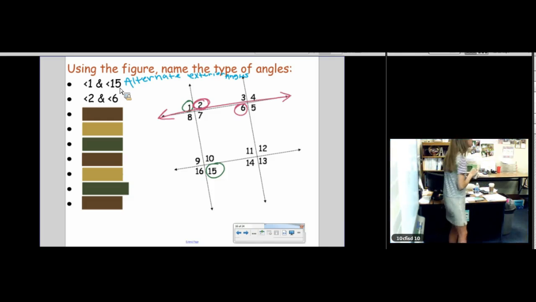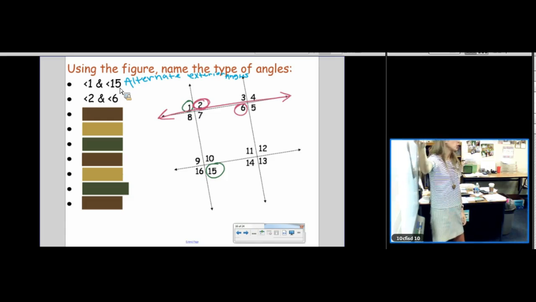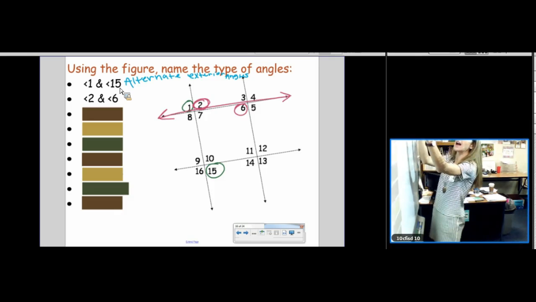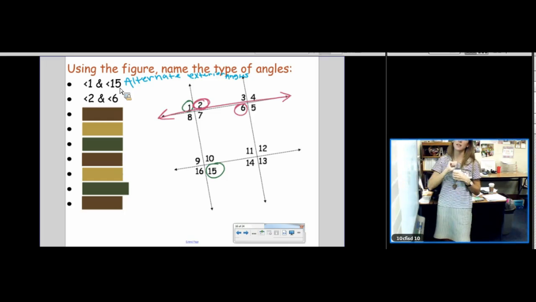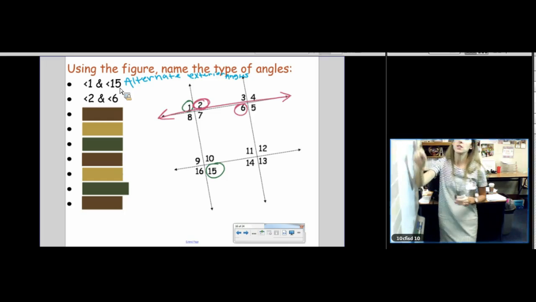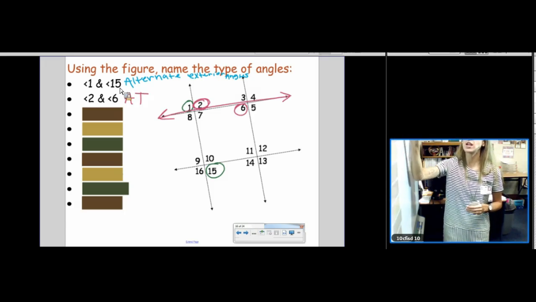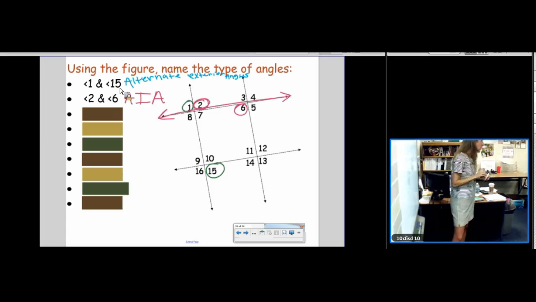Here's your transversal. Here's what you ask yourself. Are these on the same side or alternate sides? Alternate. One's on the top, one's on the bottom. So alternate sides. Now, here's your lines. Are they interior or exterior? 2 and 6. They're interior. So they are alternate interior angles.